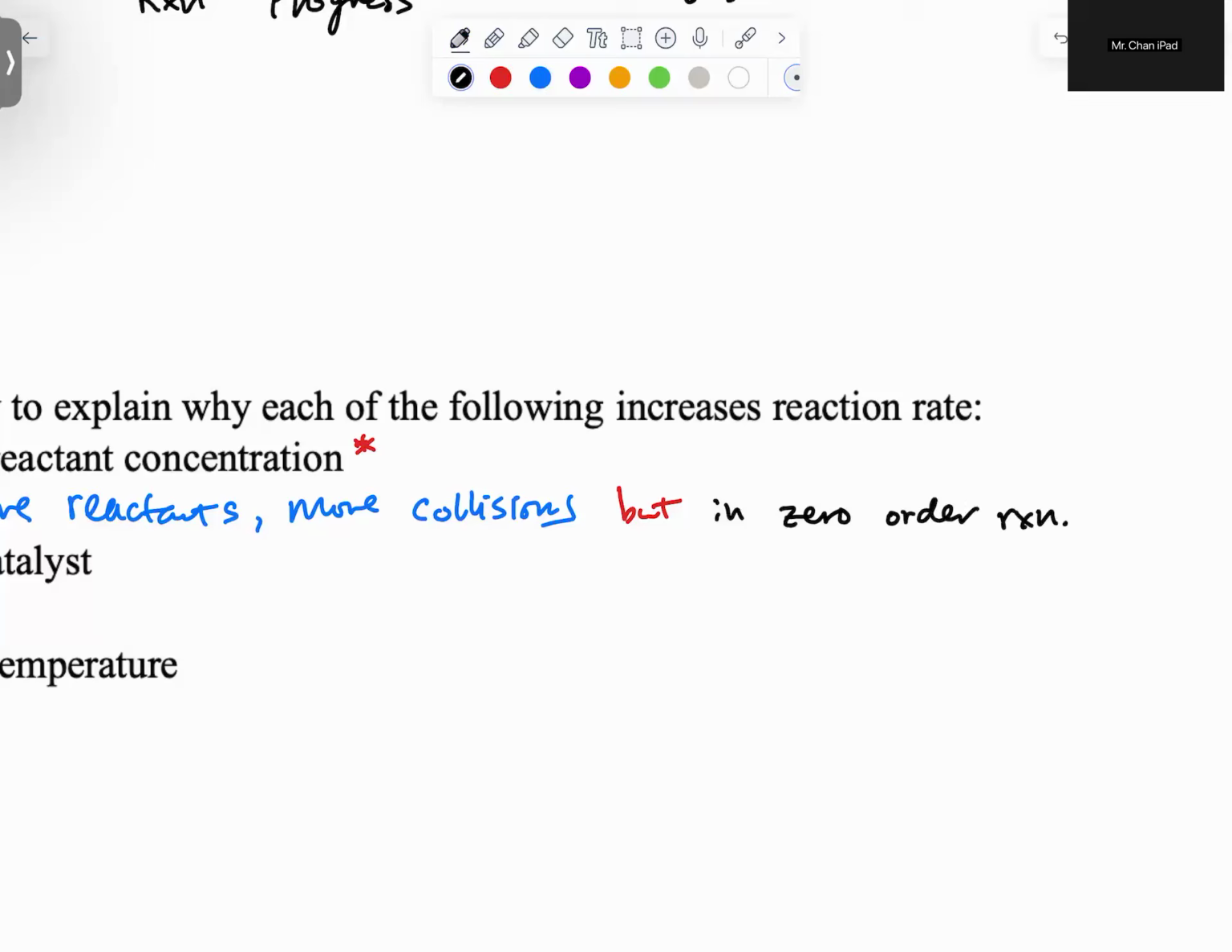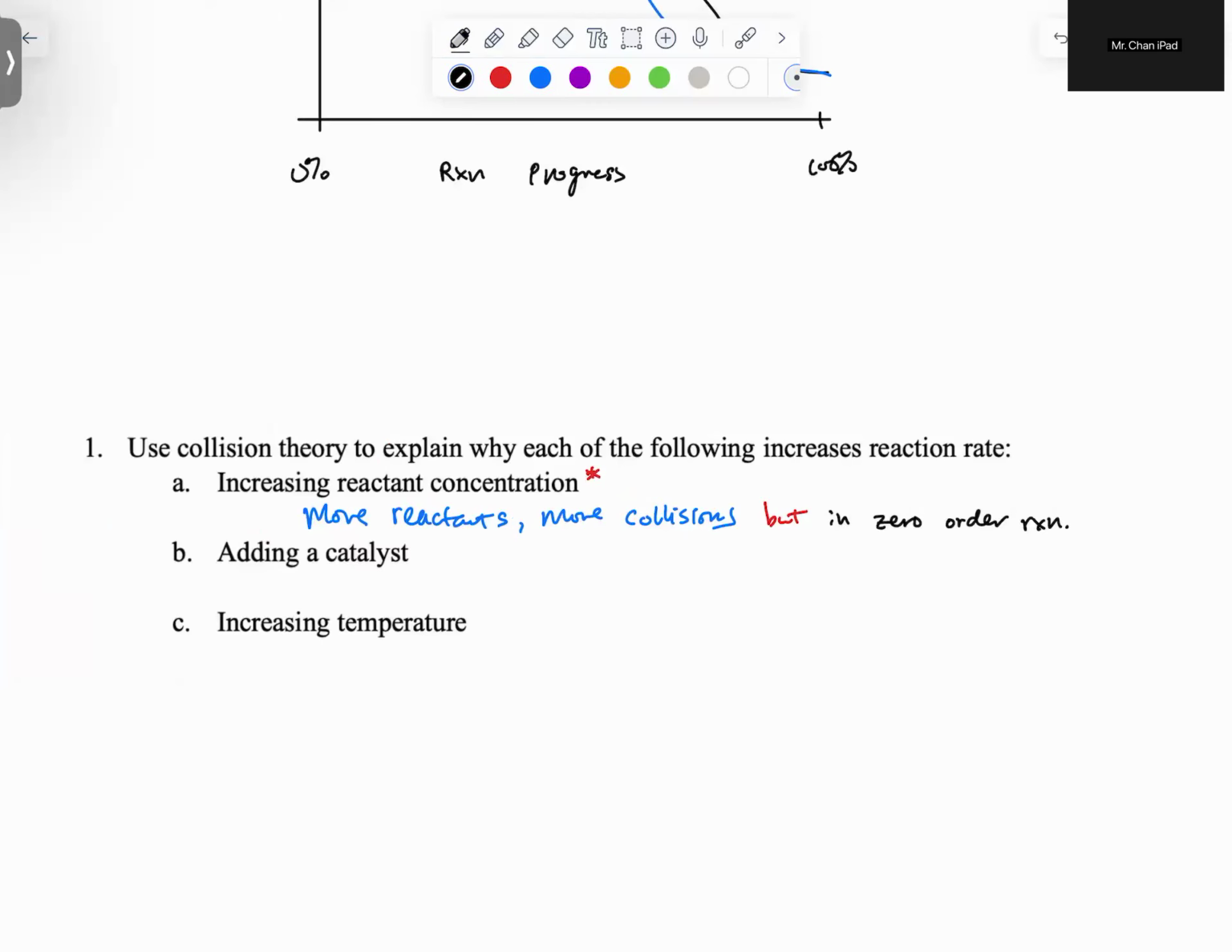Right? What is the meaning of zero order reaction? The rate of the reaction will not be affected by the change in concentration of the reactant. So in general, we say increasing reactant concentration is going to have a positive change on the rate. It's going to get faster.